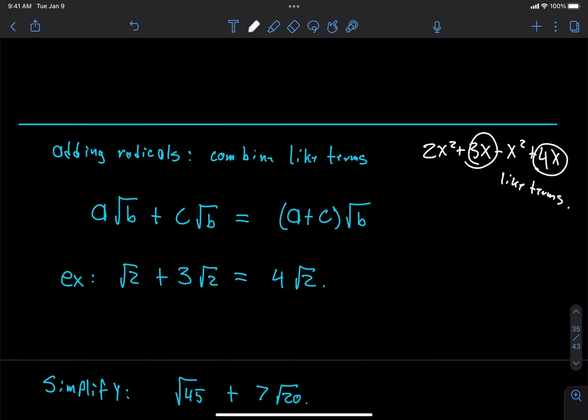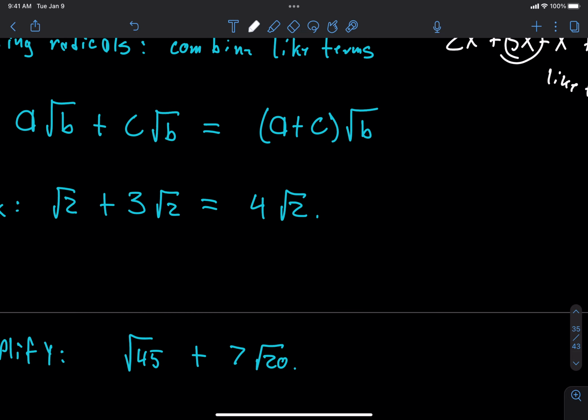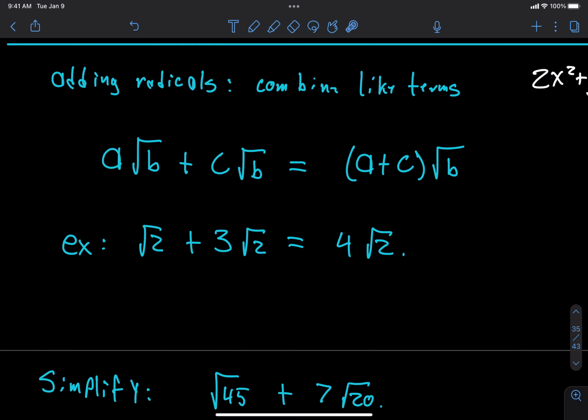Similarly, when I am doing square roots, like terms is going to mean terms which have the same number under the square root. For example, I can add together the root of 2 plus 3 times the root of 2 to get 4 times the root of 2. It's like if I had one Beanie Baby and I added it to my collection of 3 Beanie Babies, then I would have 4 Beanie Babies, right? So this is what we mean by like terms.